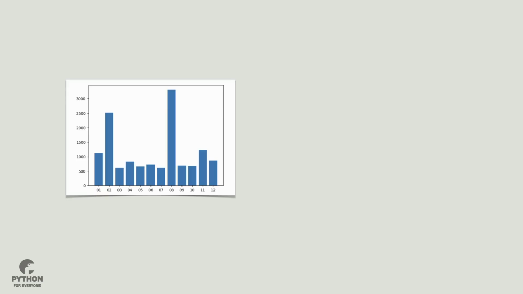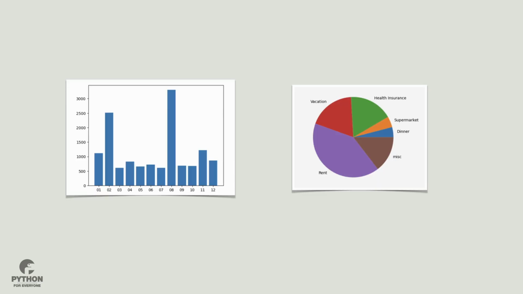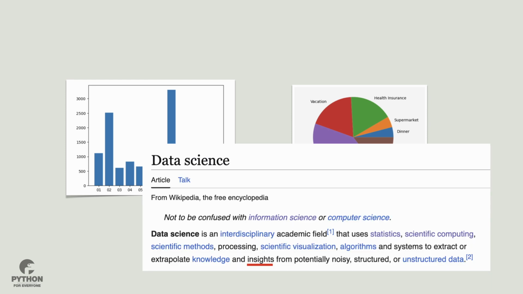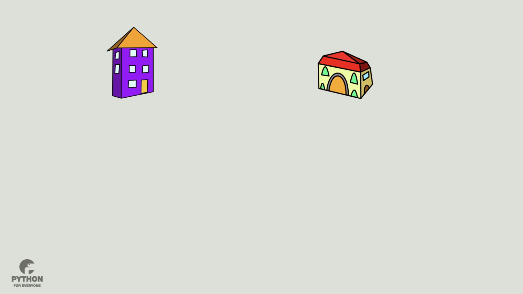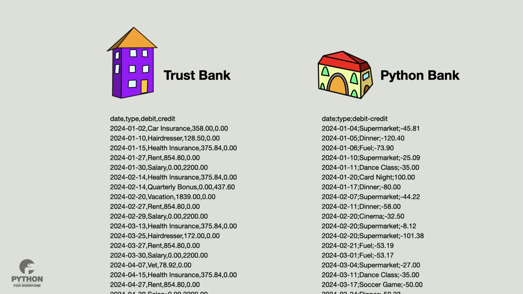I want to know my expenses per month, and I want to show my biggest expenses. So there is the insight part. Now comes the data part. I have two bank accounts, one at the Trust Bank and one at the Python Bank. Both banks let me export a CSV file of my statements.